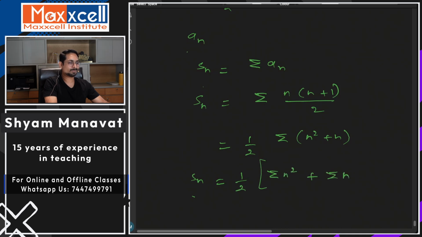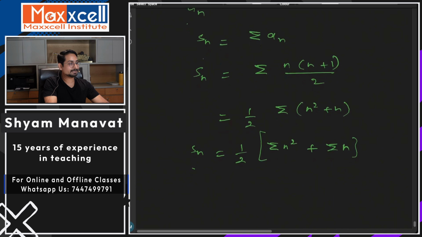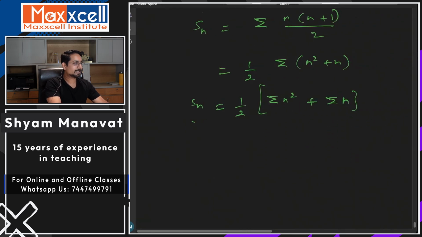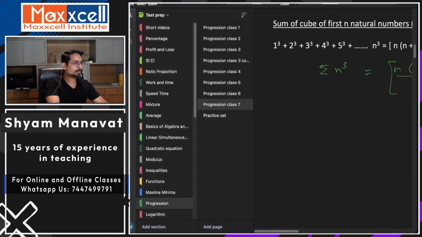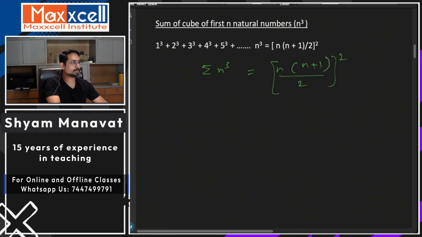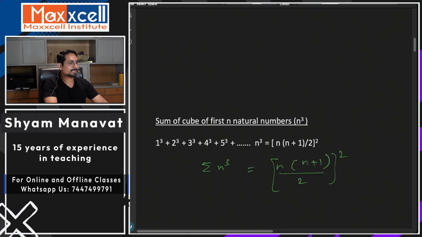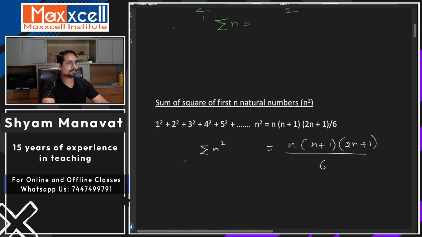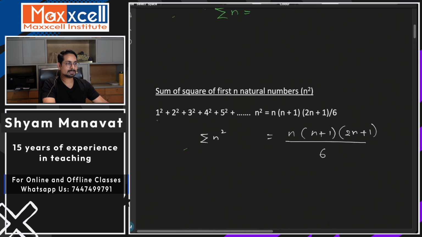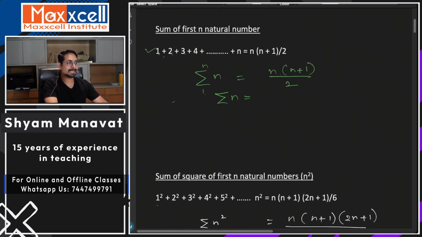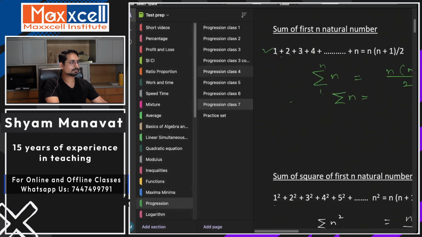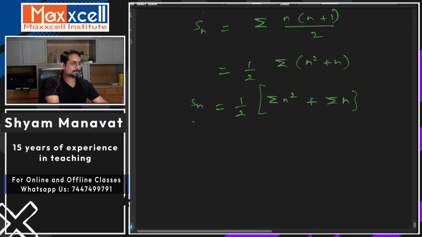We have discussed all this in detail in the special series, guys. This is in the 7th lecture. Look at this, we have discussed all. Now summation of n square is n plus 1, 2n plus 1 by 6. Summation of n is n plus 1 by 2. Write this down here.